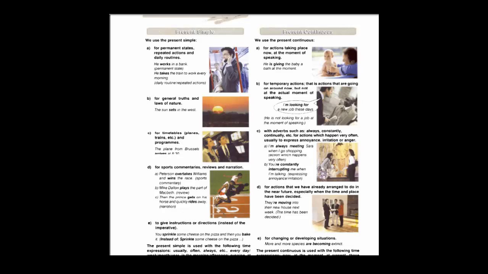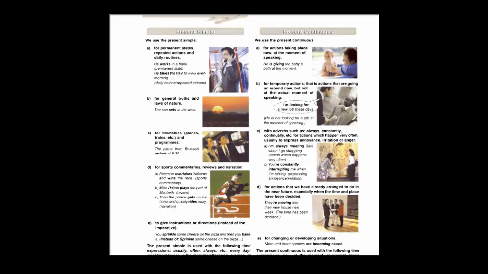The next one is with adverbs such as always, constantly, continually, for actions that happen very often and usually to express annoyance, irritation, or anger. For example, I'm always meeting Sarah when I go shopping. An action which happens very often. You are constantly interrupting me when I'm talking. The sentence expresses annoyance. Or you are always leaving the door open. The same, an action expressing annoyance.